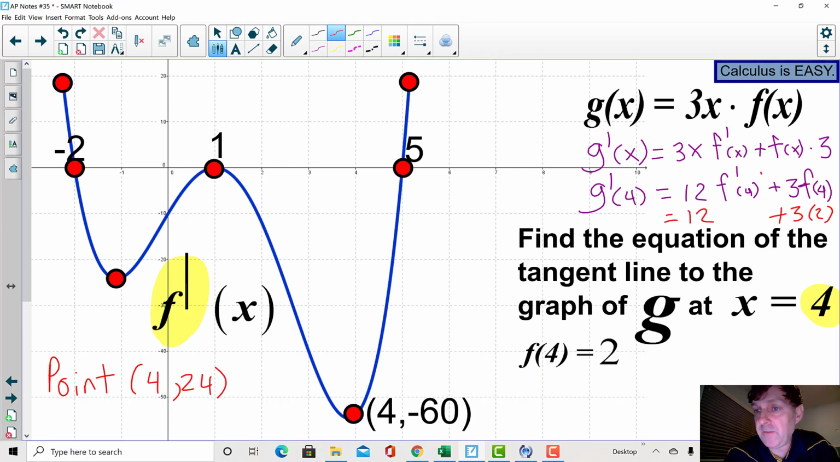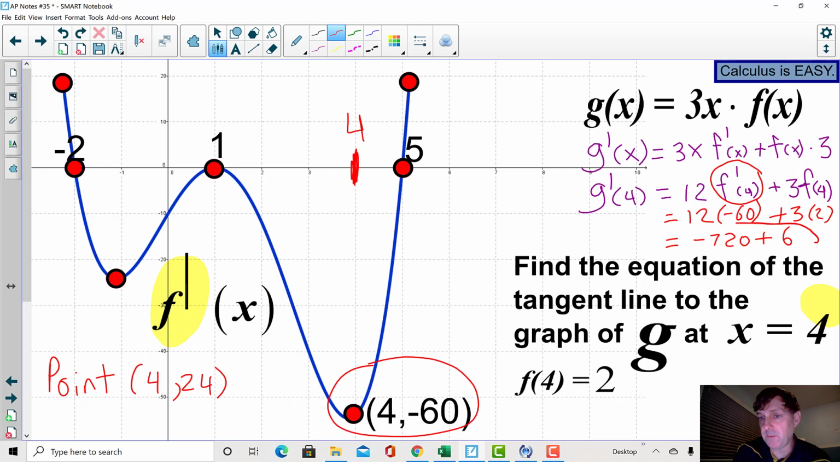And I also need to know what f prime of 4 is. We can get that from the graph. This is the graph of f prime of x. So when x is 4, you can see we have -60. Okay, final answer for our slope is going to be -714. I'll write that in the bottom left. It's kind of a big number.